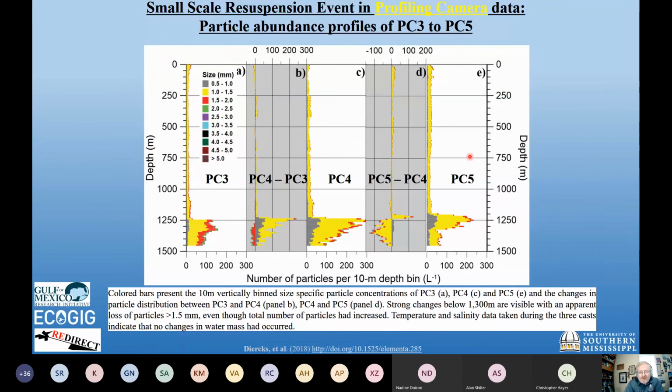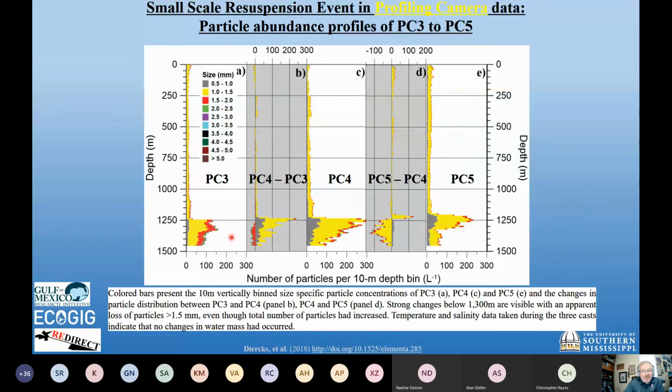So if you now look at these 3 camera sites and we compare the camera profiles, which is basically 1, 2, 3 camera profiles, panel B and panel D are a comparison of what happens between these 3 stations. We get a particle abundance profile in different size classes down to about 1,250 meters. There's not many particles in the water column. And then below that, we have a very big nepheloid layer of particles between 1 and 1.5, and some 1.5 to 2, and then it goes up somewhere in the range of 2.5 millimeters.